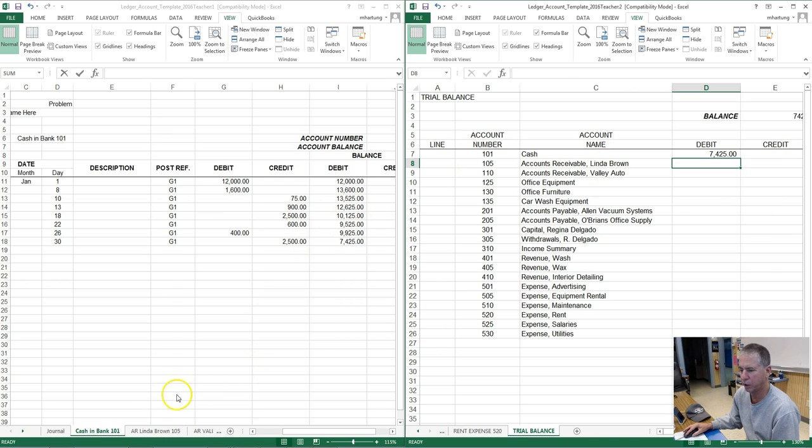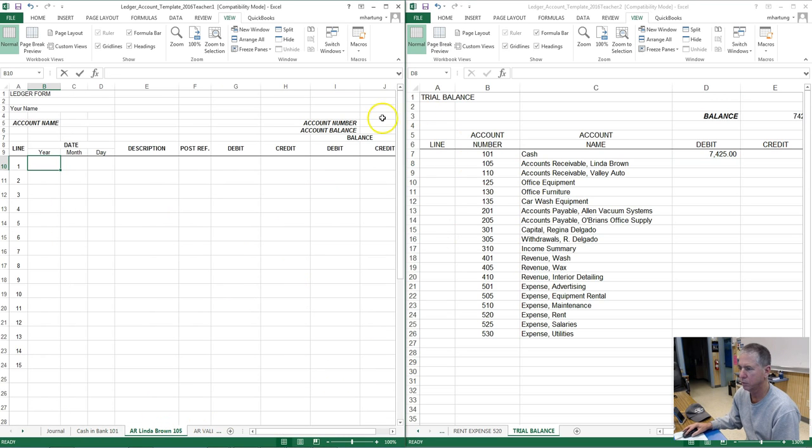Accounts receivable, Linda Brown. You'll notice that it puts a formula in there, a special notation to indicate that it's going to a different page to find that information. Okay, Linda Brown, accounts receivable would be a debit balance, but there's nothing there, so we could either put 0 or put an equal sign and click there. If we did have a balance, we'd want to go right there. And there's our dash line indicating no balance.